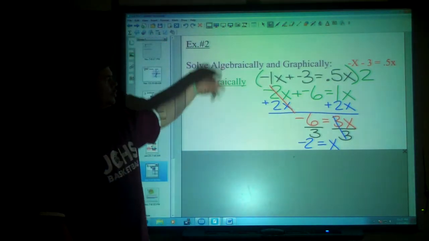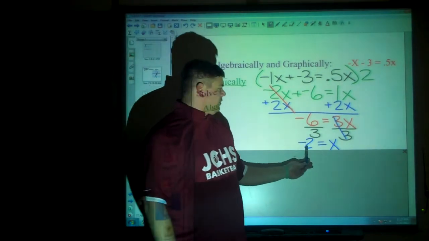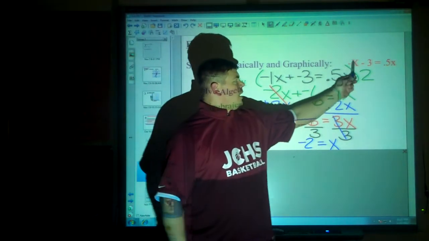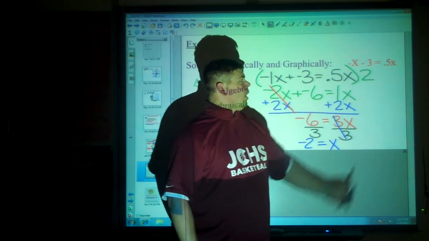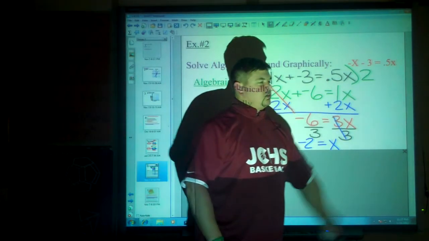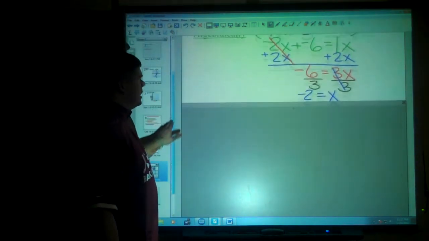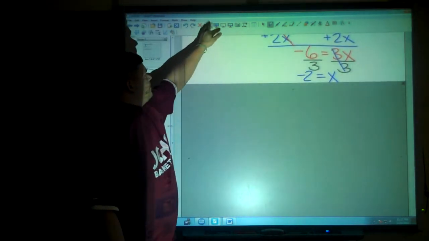So apparently the solution is negative 2 equals x, and we can test this. If you put negative 2 right here, the opposite of negative 2 is positive 2. Positive 2 plus negative 3 is negative 1. And negative 2 times a half is negative 1, so it works on both sides and equals negative 1. We know that's the answer. Now let's see if we can do it graphically.